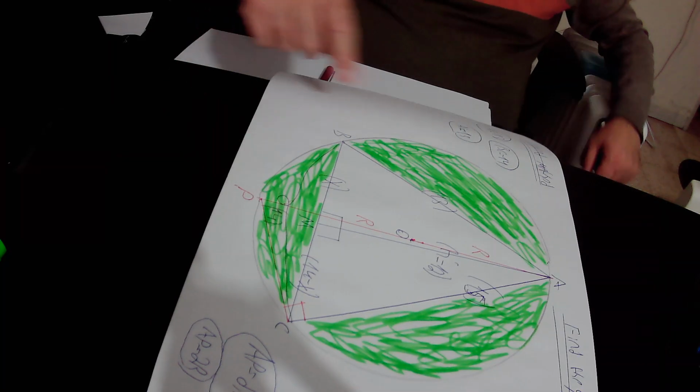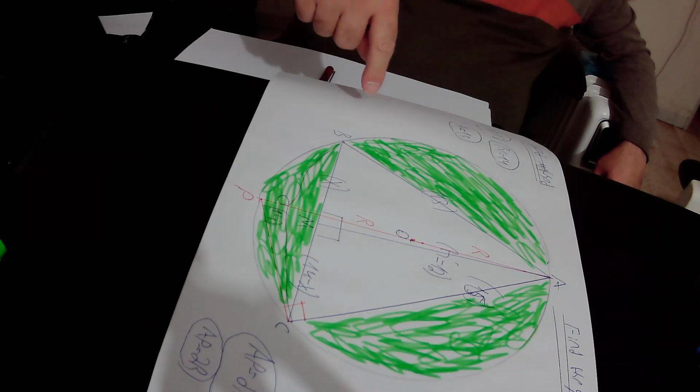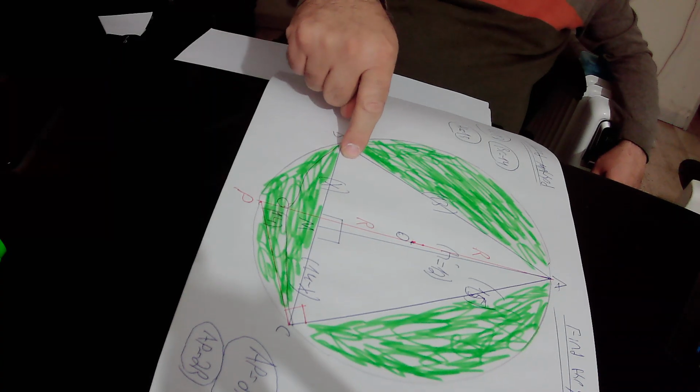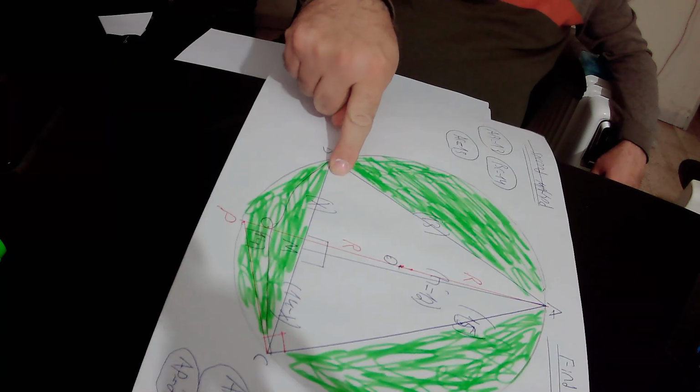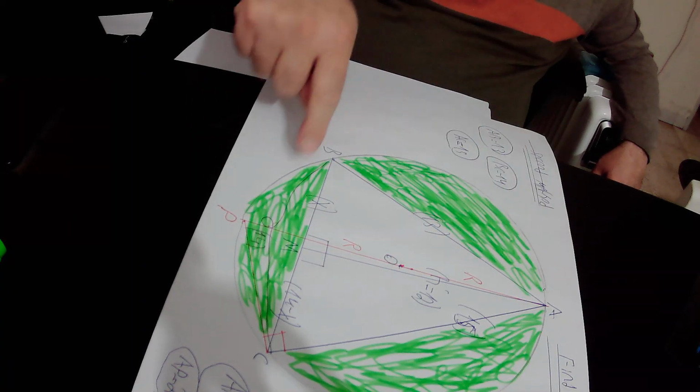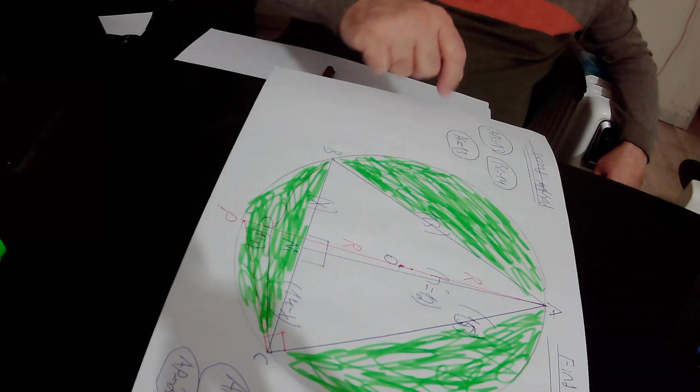In our drawing we have peripheral angle ABC. This is peripheral angle ABC that rests on chord AC. Again, peripheral angle ABC rests on chord AC.